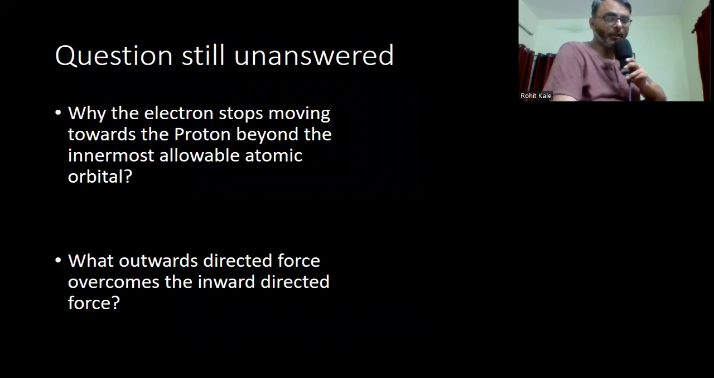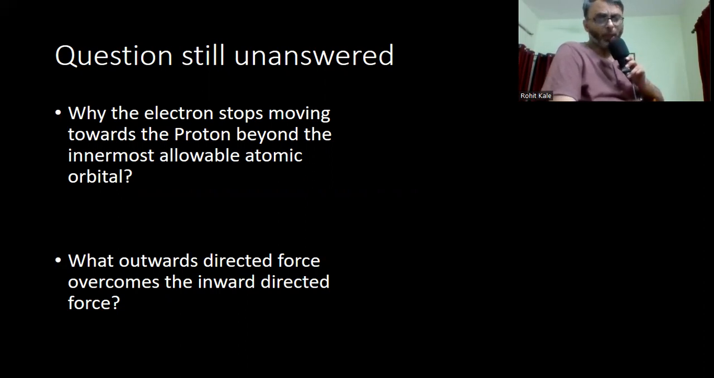So these are unanswered questions. Why does the electron stop moving towards the proton beyond the innermost allowable atomic orbital? There is no answer to this. There's a very vague answer that there's an electron wave that goes around and provides it, but we don't know what an electron wave is, how it goes, why it goes, or why there is a curved geodesic around the proton. All these are answers which are brushed under the carpet.